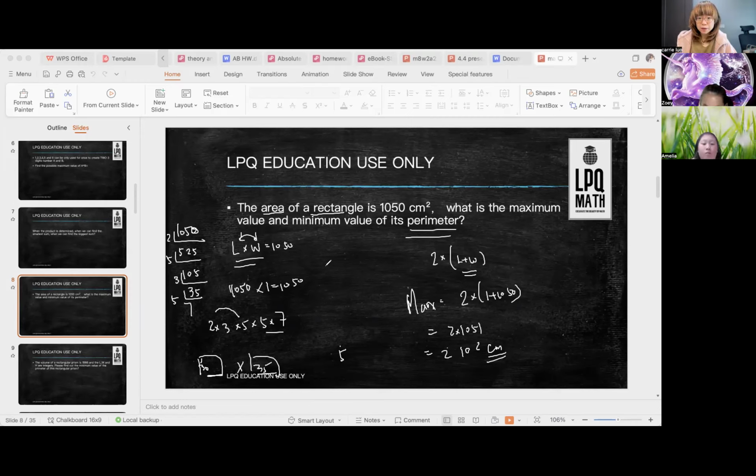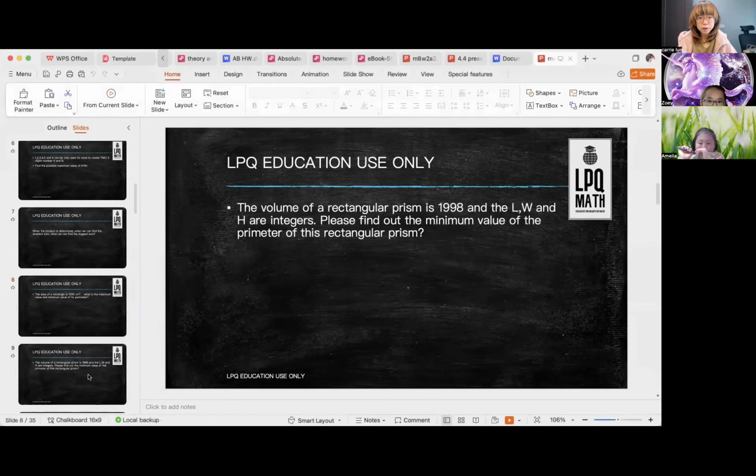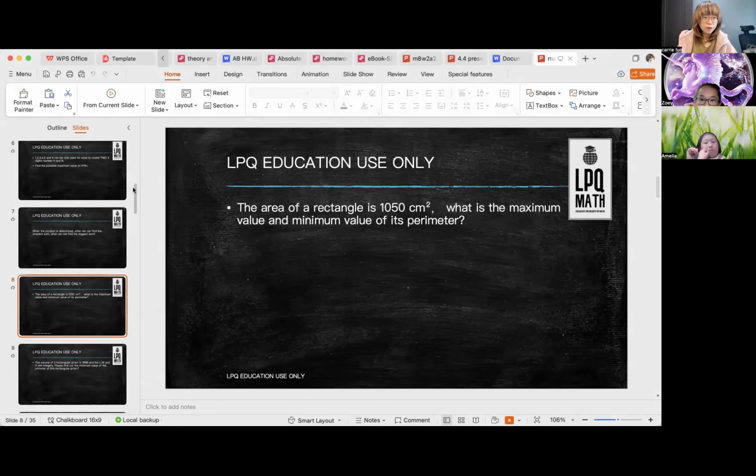Okay, so what is the minimum value? 2 times (30 plus 35) equals 2 times 65 equals 130 centimeters. So you see, what is the difference? Huge difference. Right? The former has a perimeter of only 130 centimeters, but this one has a perimeter of 2102. Okay, so let's take a look at the next question, okay? We'll do one question and practice one more, okay? So we try to do one question.